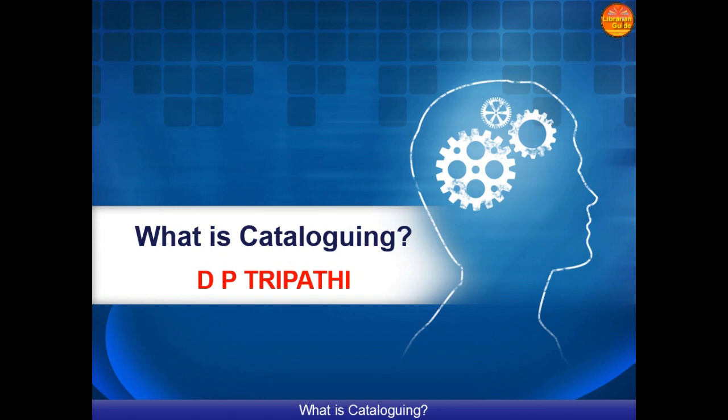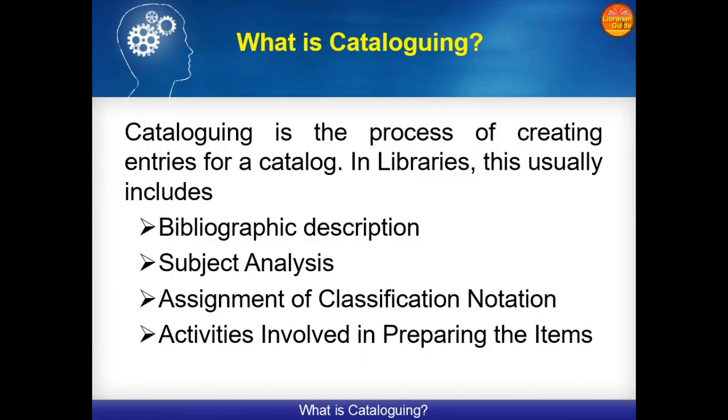So we are going to talk about cataloging today in this video. So let's start. Cataloging is the process of creating entries for a catalog. In libraries, this usually includes bibliographic description, subject analysis, assignment of classification number, and the activities for preparing the catalog.